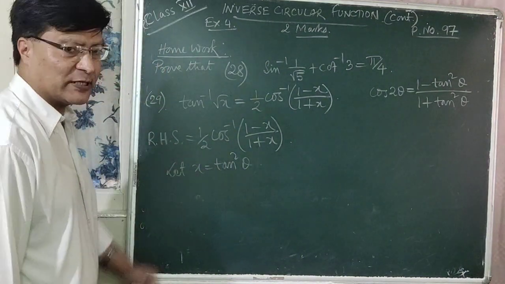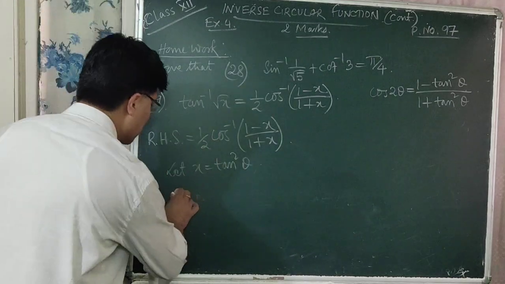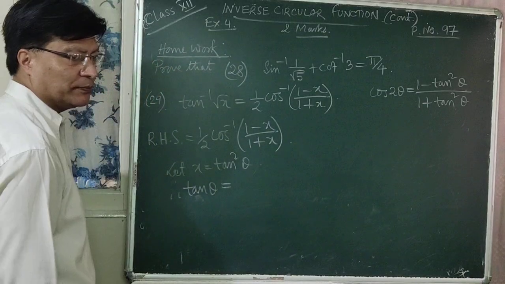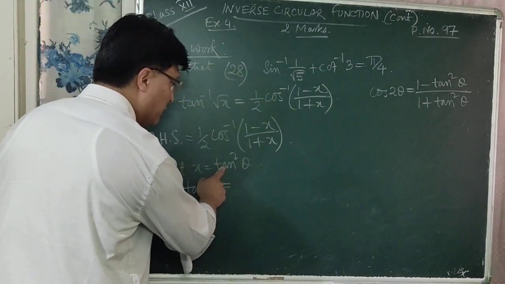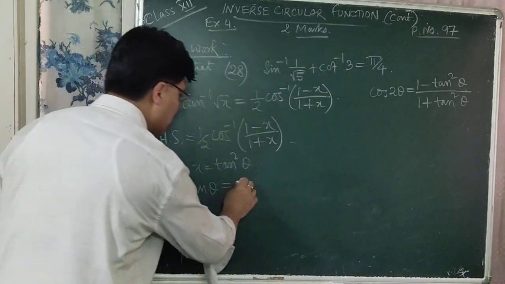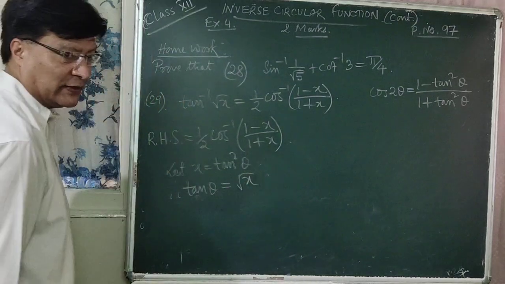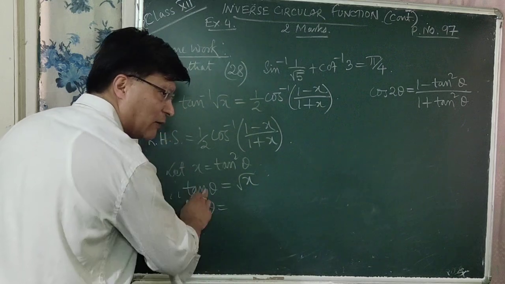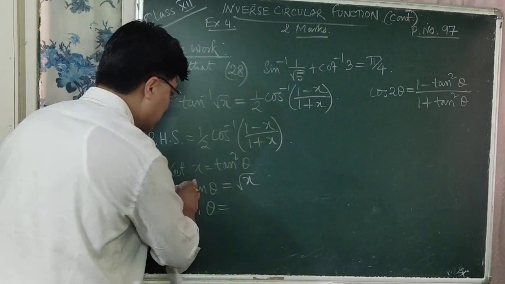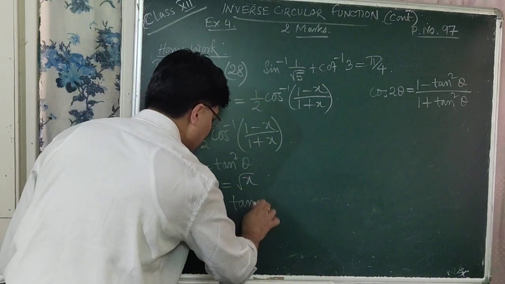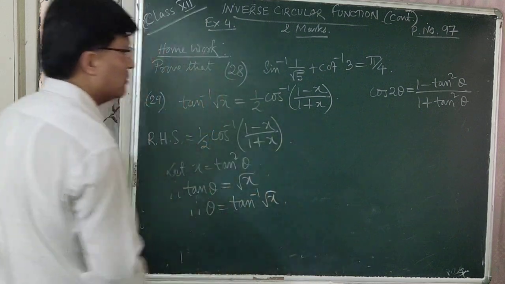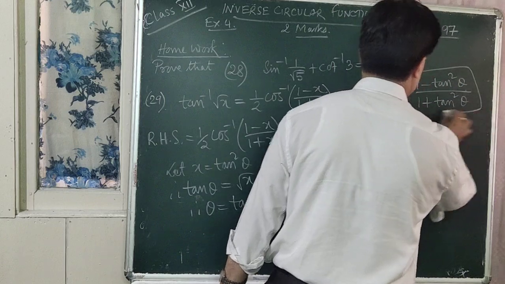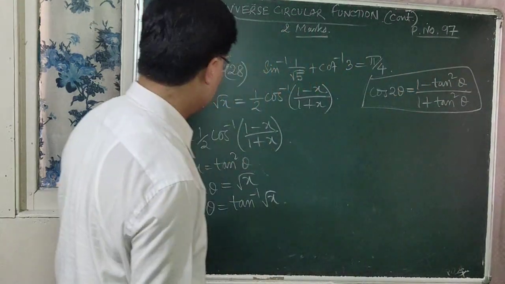Let us get the value for theta. First of all, you should get the value for tan theta here. If tan square theta is equal to x, what is tan theta equal to? Root x. It is always positive, right? So what is the value for theta now? Theta is equal to, now tan goes to the right hand side, it becomes tan inverse root x. So we are using this formula here, okay?